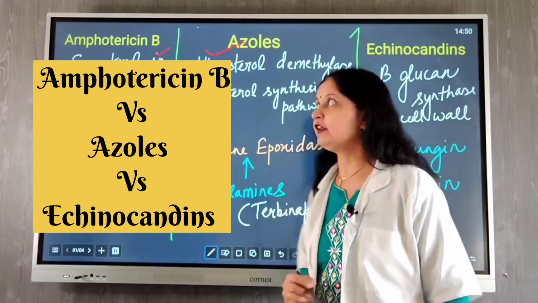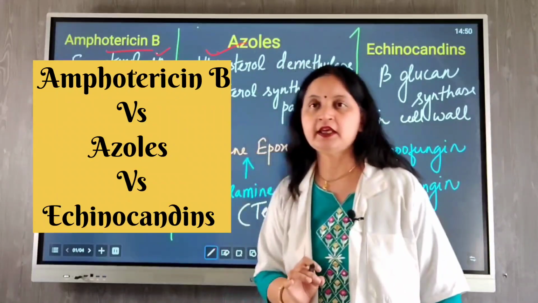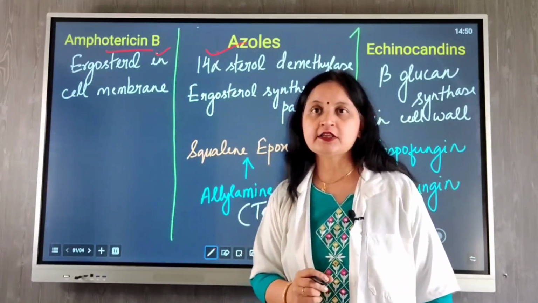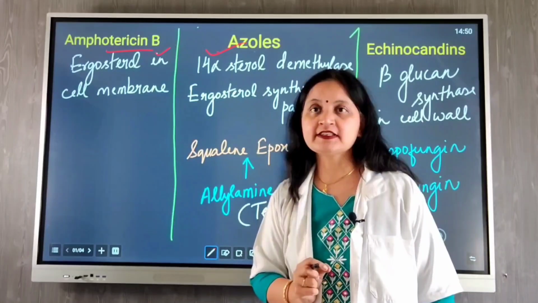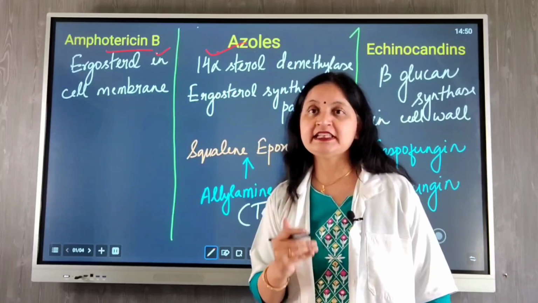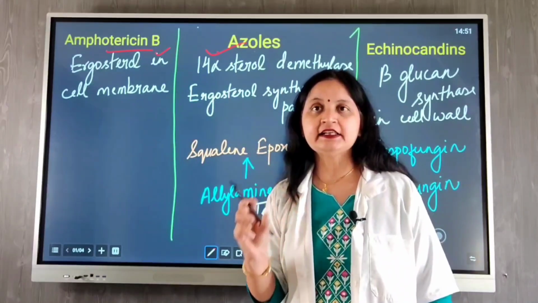So let's start off with Amphotericin B, the mechanism of action of Amphotericin B. Amphotericin B acts on the cell membrane of the fungus. So it has high affinity for ergosterol, which is an important component of the cell membrane, and it forms pores in the membranes leading to cellular leakage and death of fungus. So it is fungicidal in nature.